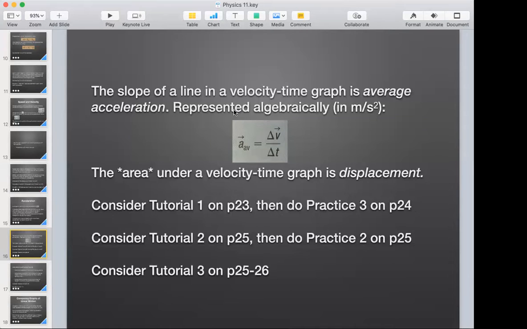All right, so the slope of a line in a velocity time graph is average acceleration, represented algebraically in meters per second squared. Now, it says like this is units, meters per second squared. It doesn't say, I could almost actually add just to be sure. Okay, I'm going to have to fix that. But this will always include a direction unless it asks for just the magnitude.